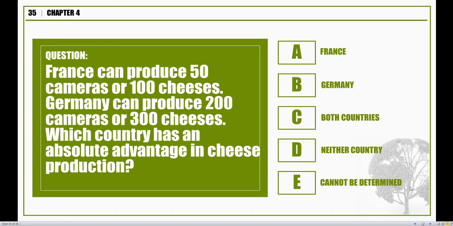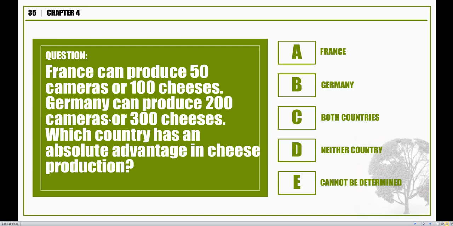So here we can do this for both of these goods. With absolute advantage, remember all you need to do is choose the higher number. There's no calculation involved with absolute advantage in order to see who has it. So here we have 300 cheese versus 100 cheese. 300 is bigger than 100, so therefore Germany has the absolute advantage in cheese production. For cameras, we compare 200 versus 50, and we notice that Germany has the absolute advantage once again in camera production because 200 is bigger than 50. So Germany has the absolute advantage in both of these goods. So easy question for us to answer.